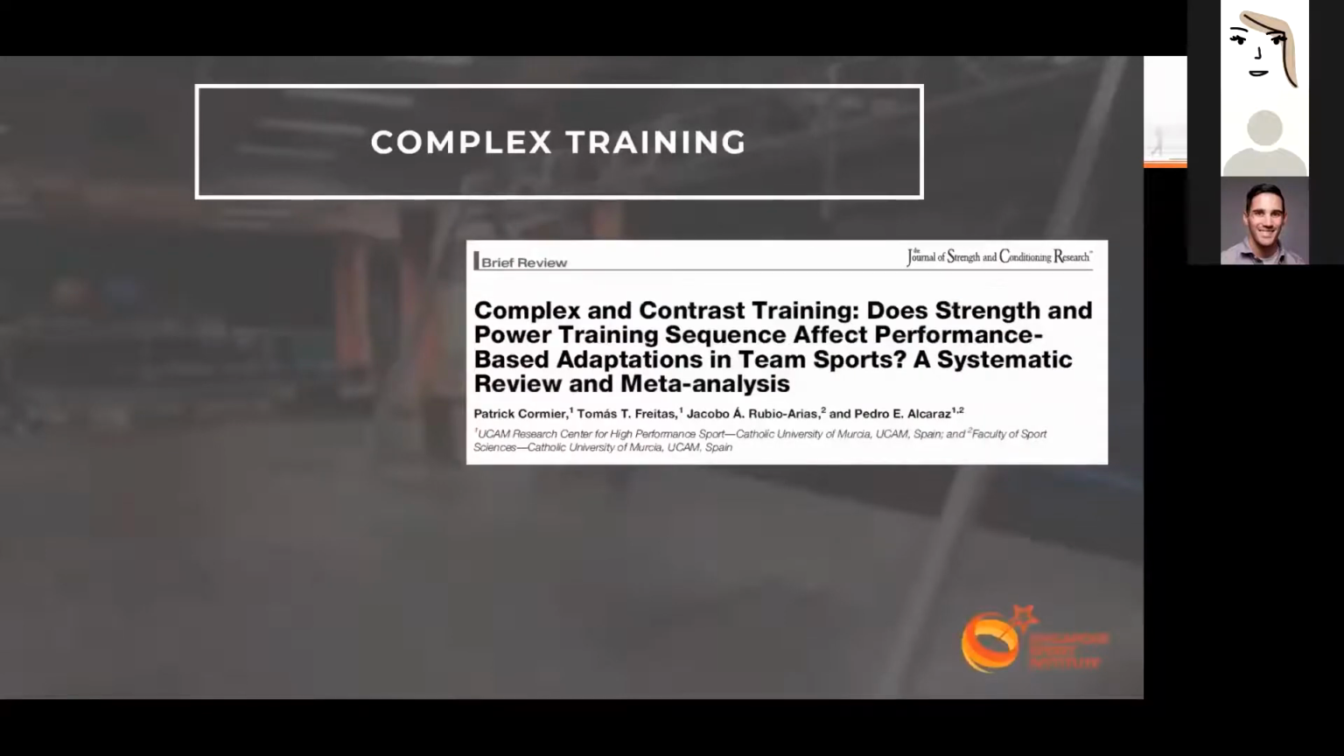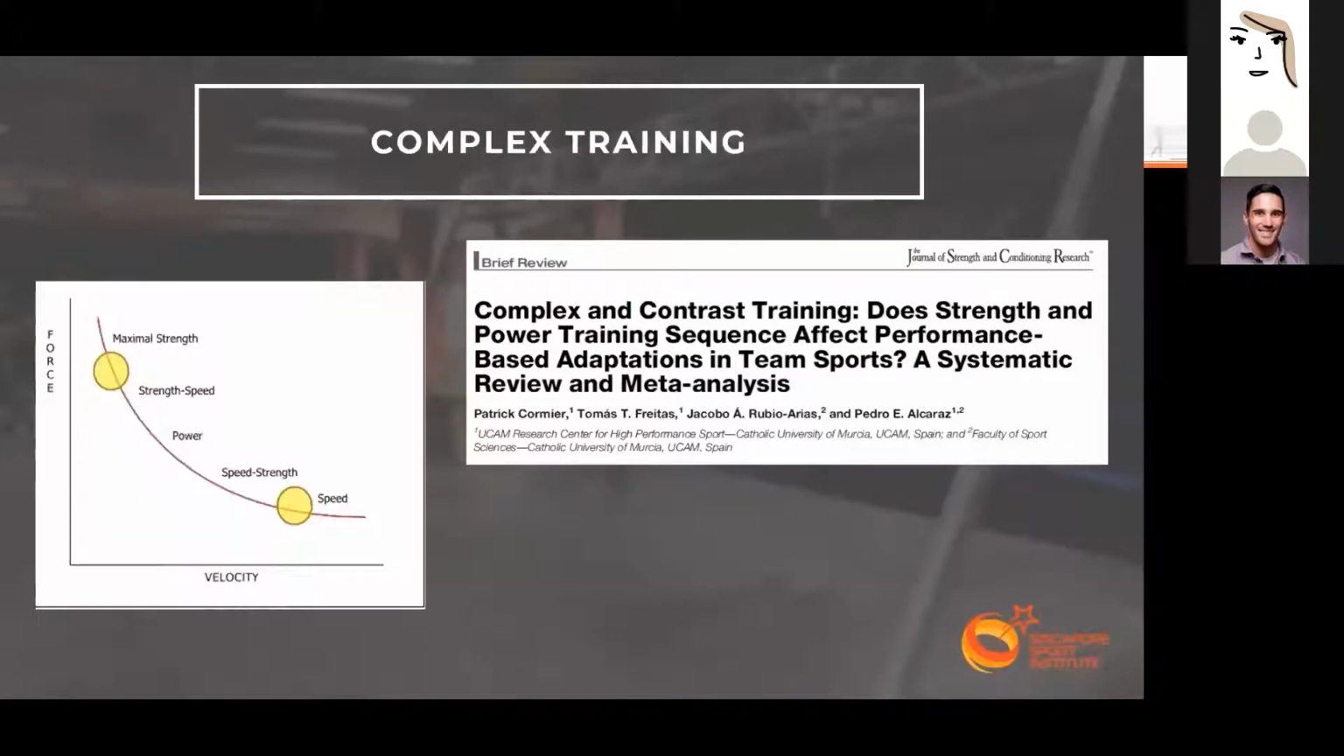Based on a recent review by Cormier and colleagues, complex training is found to be effective for improving performance-based parameters such as lower body absolute strength, the vertical jump height, sprint performance, as well as change of direction ability. Adaptations are likely due to a combination of loads that stimulate different areas of the force velocity curve.